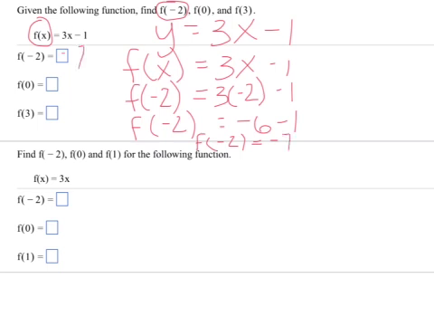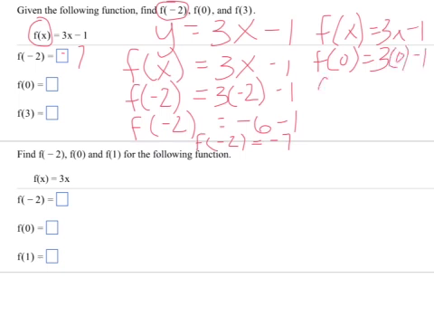We'll follow the same procedure for f of 0 and f of 3. We'll use our same equation, f of x equals 3x minus 1, but this time we'll substitute 0 in place of x. So the function of 0, or y, will equal 3 times 0 minus 1. And 3 times 0 is 0, and 0 minus 1 is negative 1. I think you get the idea, so I'm not going to finish this problem. You try 10 through 14, and I'll be back with you on number 15.